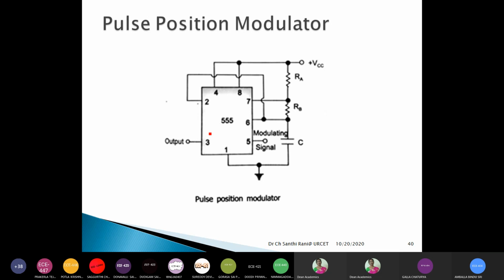Now, the second application is the pulse position modulator. And if you observe this second example, second application, there are no modifications, just what is that?